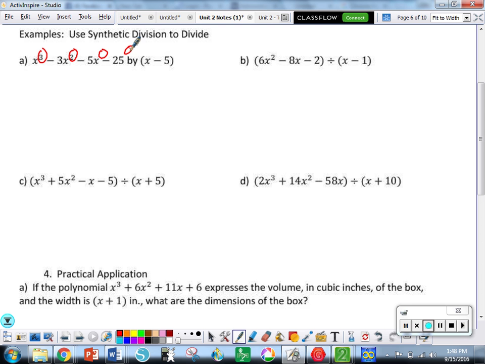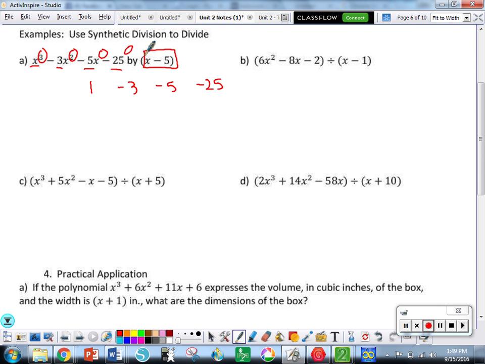The second step is look at all of the coefficients. And we are going to list them. The coefficient of this is 1, -3, -5, -25. That's the first step, is just listing the coefficients. And if I have a term that's missing, instead of saying -5, I would put a 0 if it were missing.